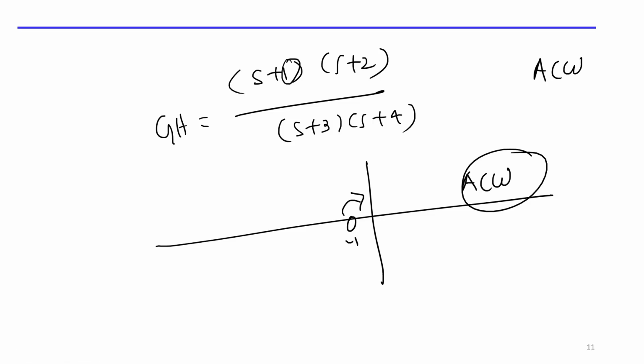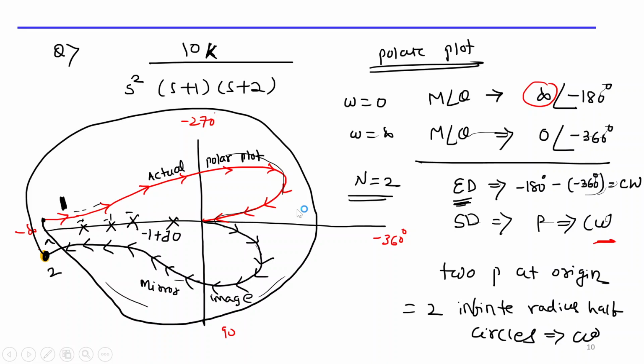Sir, about encirclement, it will always be in the clockwise direction. See, sometimes it depends on the polar plot direction. The infinite radius half circle is always clockwise, but the polar plot direction can be clockwise or anti-clockwise. Now you cannot say like that, so it is just a combination. You cannot say in general.